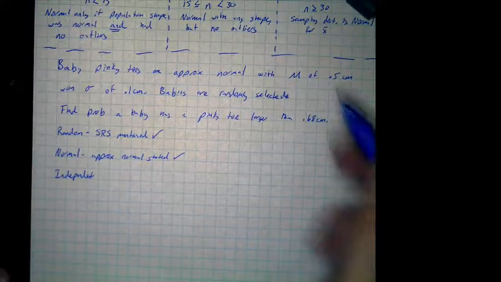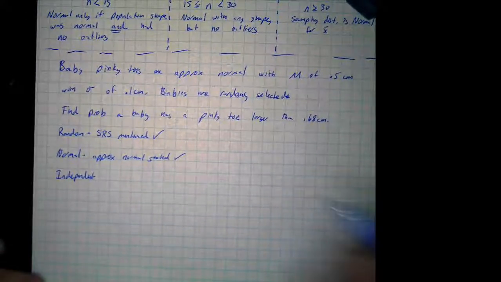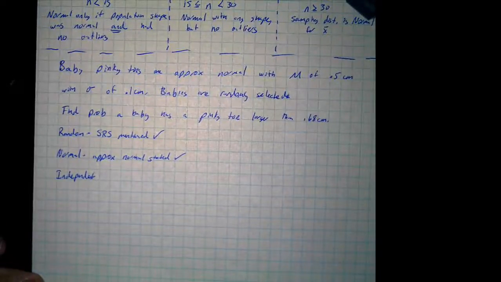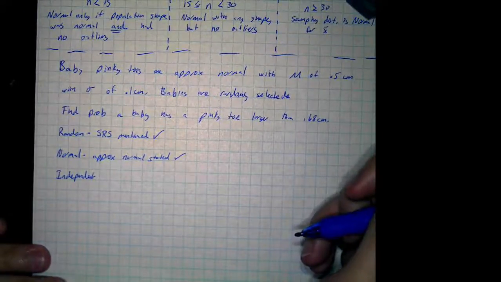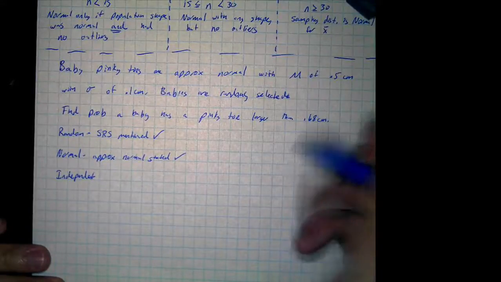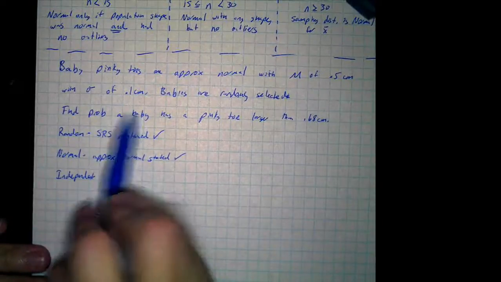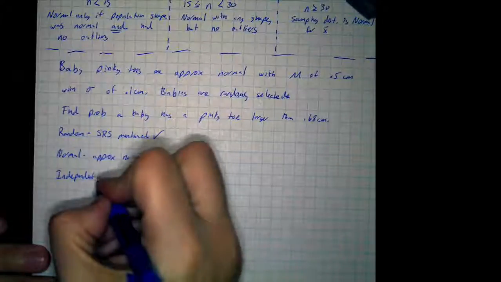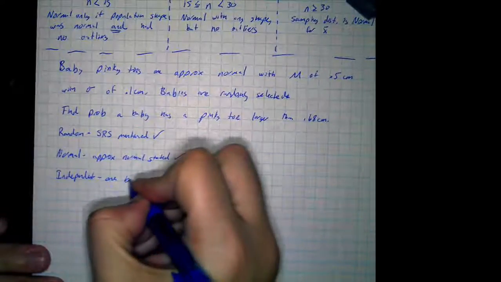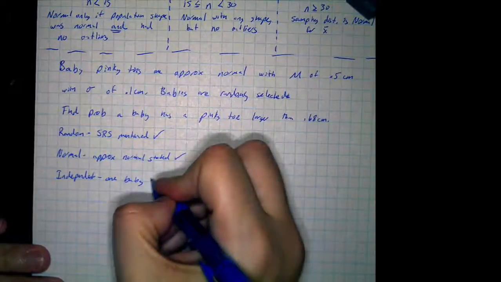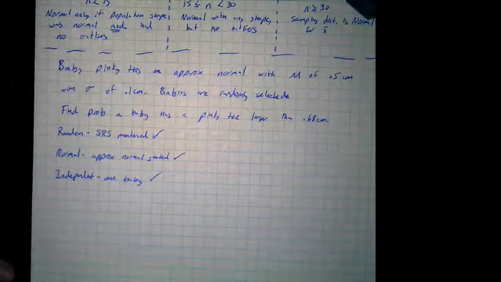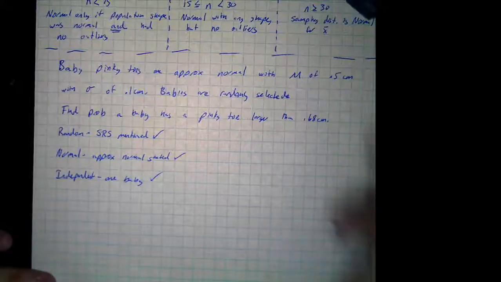Okay, and were they independent? Well, how many babies are picked? It doesn't say. One baby. Is one baby independent of itself? Yeah. One baby, independent. There you go.